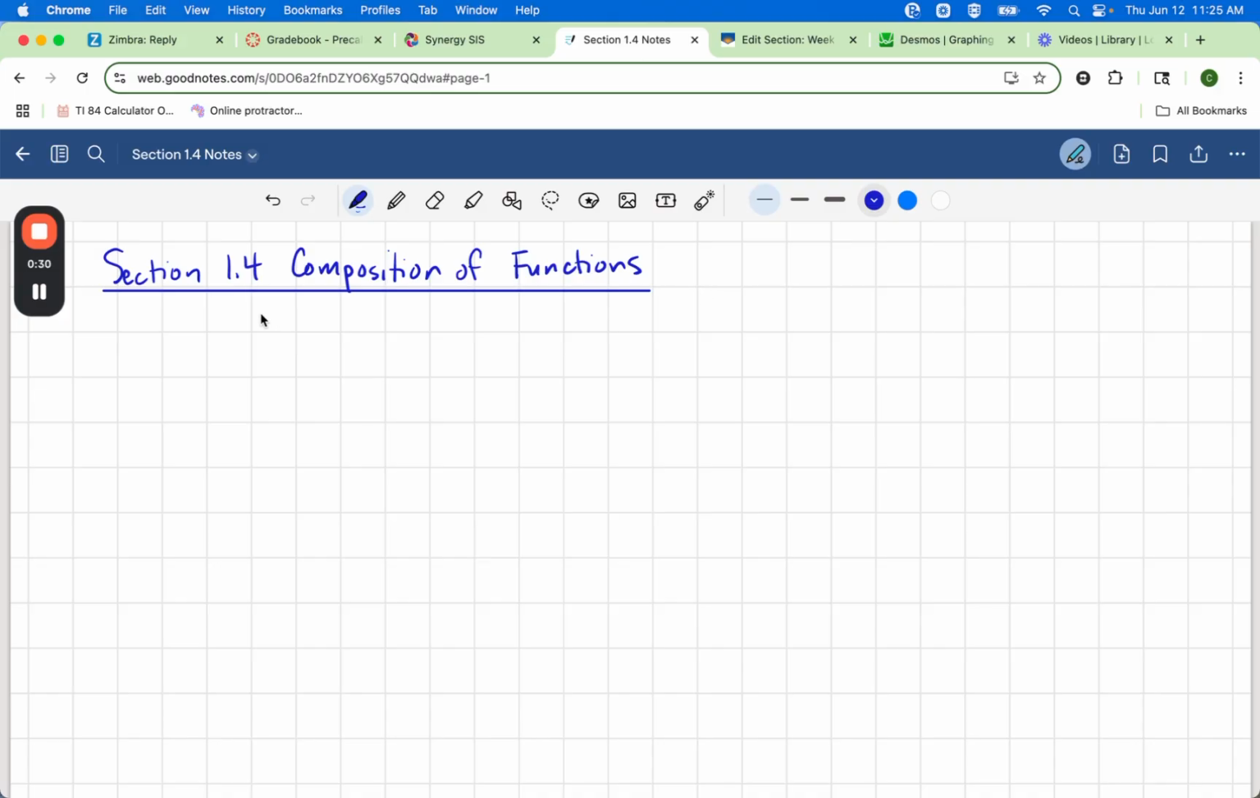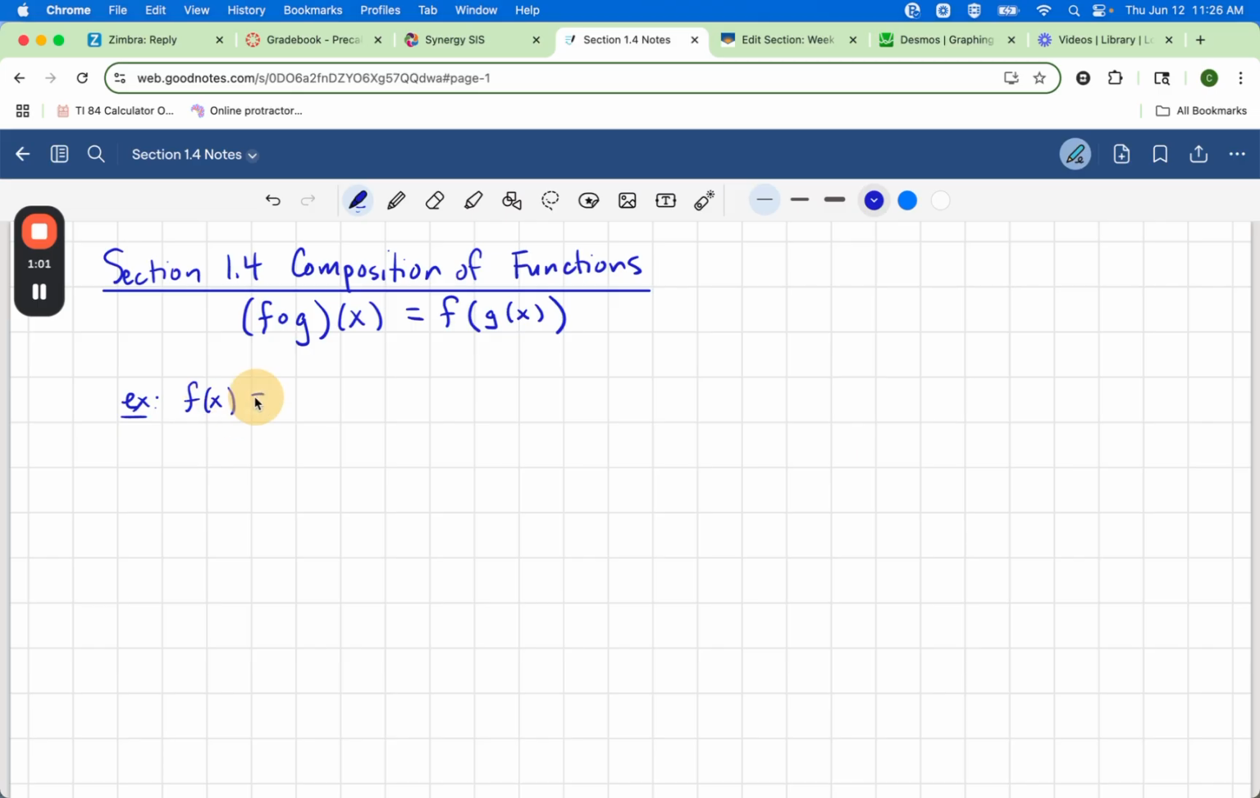Basically, a composition of functions is inputting a function in for x in another function. So f of g of x, f∘g of x. This little circle in the middle means compose those two functions. And basically what it means is take that second function and plug it in for x in the first function. Okay, so let's do a quick example.